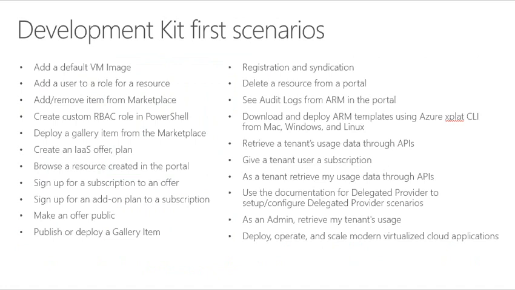Now, the kit first scenarios: you can add a default VM image, you can add a user to the role of the resource, you can utilize resource creation from the portal, and you can retry tenant utilization. I'm not going to read all of these, but I'm just going to cover it for you. At least this will highlight what is needed, and you can sign up and read through all of these scenarios as the first part. But in my opinion, I'm into the registration and synchronization and the ARM option.